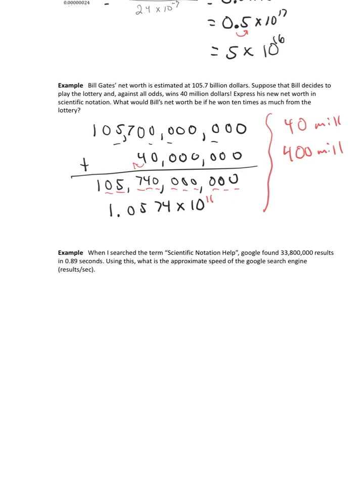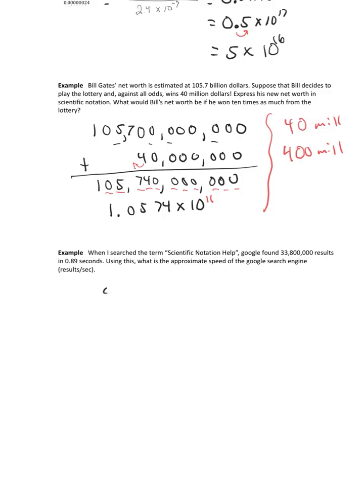This is kind of an interesting one about how fast computers process information. So Google found 33,800,000 results in 0.89 seconds. So boom, like that. In under a second found over 33 million results. Okay, using this, what is the approximate speed of the Google search engine? So that would be results per second.